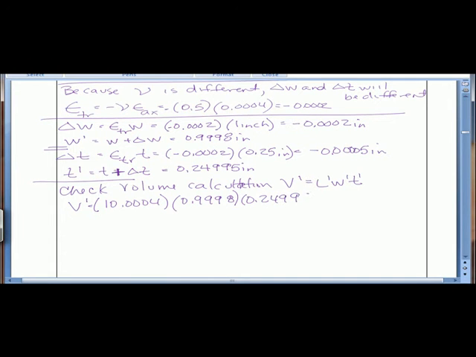We need to now check the volume. New volume is new length times new width times new thickness. 10.004 times 0.9998 times 0.24995. All of that ends up as inches cubed. And if you carry out and do the math with all the decimal places, you see that it is in fact 2.5 on the dot. So the interesting thing here is that there is in fact no change in volume when Poisson's ratio, nu, equals 0.5.